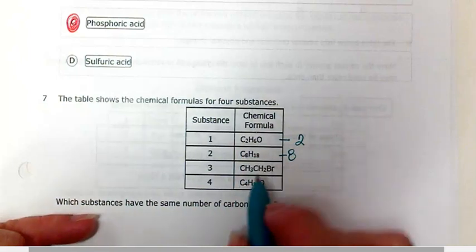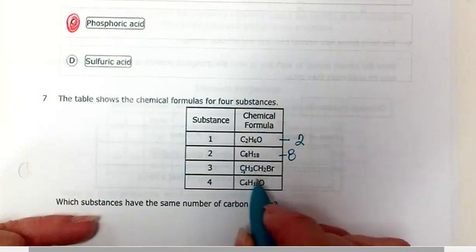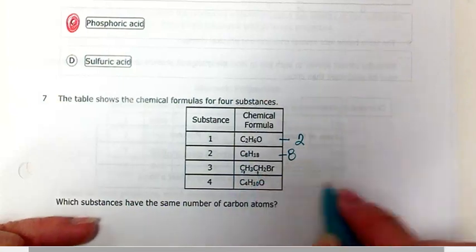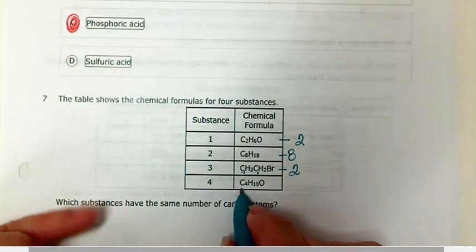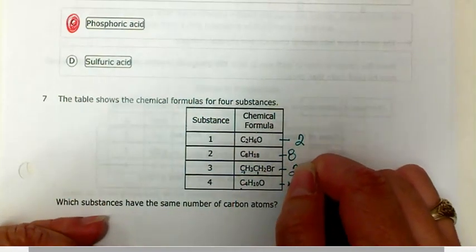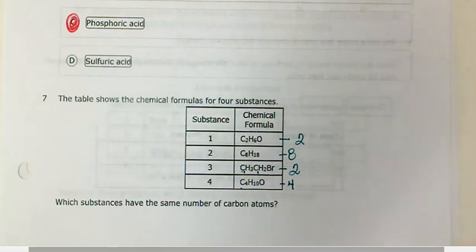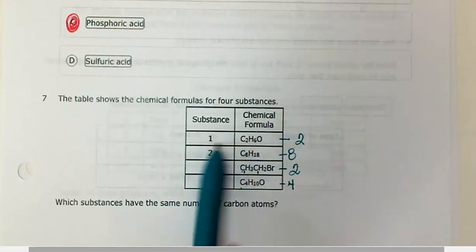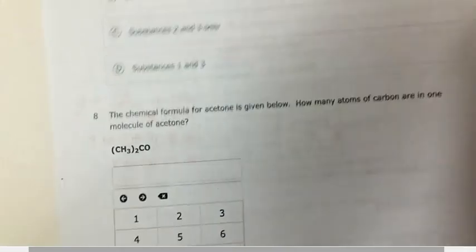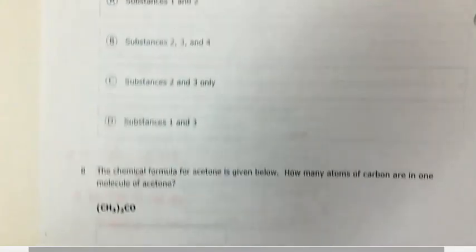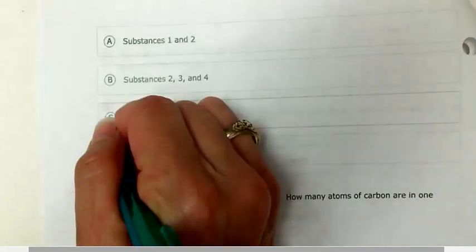The subscript, ooh, tricky. There's 1 carbon here, because there's a subscript of 1 that's not written. There's 1 carbon here, subscript of 1 that's not written. That's a total of 2. And then here, there are 4 carbons. So which substances have the same number of carbon atoms? Substance 1 and substance 3. Let's see. Substances 1 and 3. There you go.